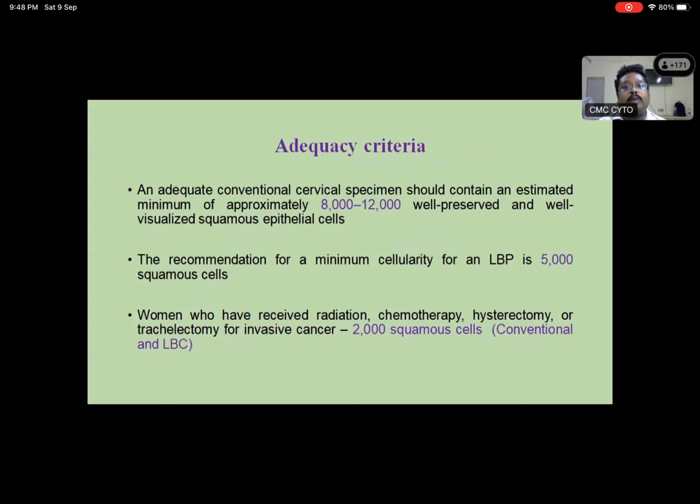So next comes the topic of adequate cellularity. In conventional smears, the adequacy criterion is 8,000 to 12,000 well preserved, well visualized squamous cells. So this is very important. Even if you have millions of cells, if they are covered completely by inflammation or blood, then it would not be an adequate smear. For a liquid-based preparation, it is 5,000 squamous cells. And in patients who have received radiation, chemotherapy, or hysterectomy, a cutoff of 2,000 squamous cells is recommended in both conventional and liquid-based cytology.